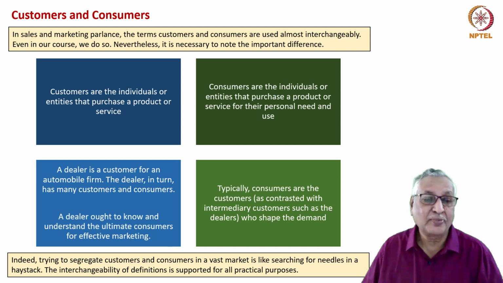As a further example, a dealer is a customer for an automobile firm. The dealer in turn has many customers and consumers. A dealer ought to know and understand the ultimate consumers for effective marketing. Similarly, the company also must know the pulse of the consumers because the demand at the consumer level is the one which keeps the marketing value chain working.